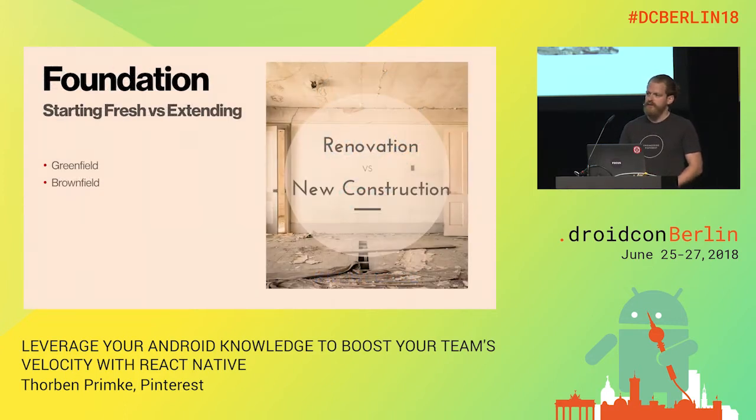And something to consider here is: what are you starting with? What is your foundation? There are two terms, greenfield and brownfield. Greenfield is an application that started brand new. So most of your React Native applications are greenfield apps today. And from an Android standpoint, that would mean you have one activity with a React Native root view inside and all your JavaScript or all your React Native screens running within.